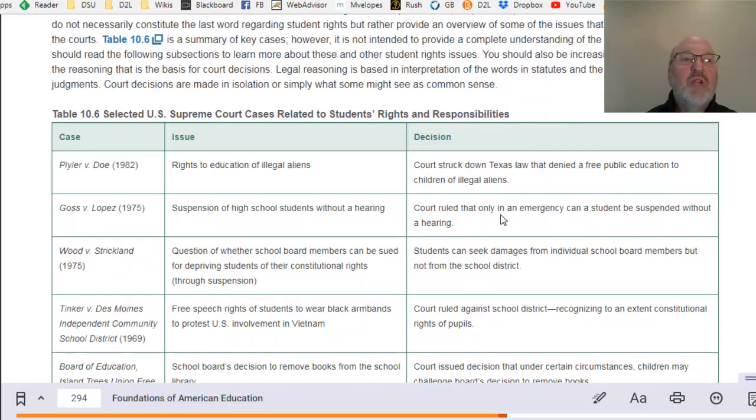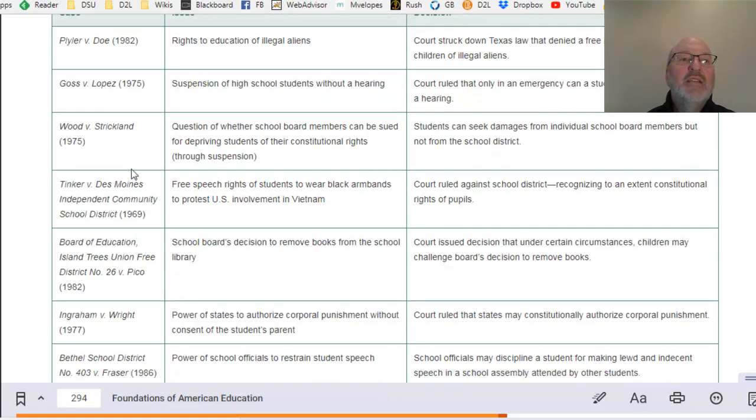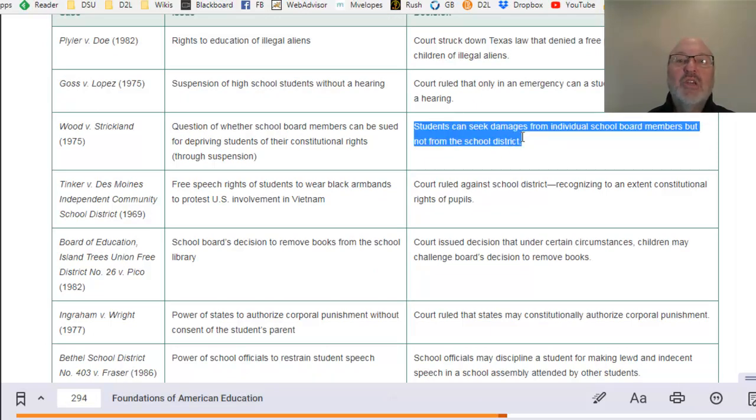So here's student rights. '82, rights to education of illegal aliens. This was the beginning of, you don't have to be documented to be entitled to a FAPE, a free appropriate public education. That was way back in '82. '75, Goss v. Lopez, suspension of high school students without a hearing, ruled that in an emergency, can a student be suspended without a hearing? '75, students can seek damages from individual school board members, but not the school, and that was huge.